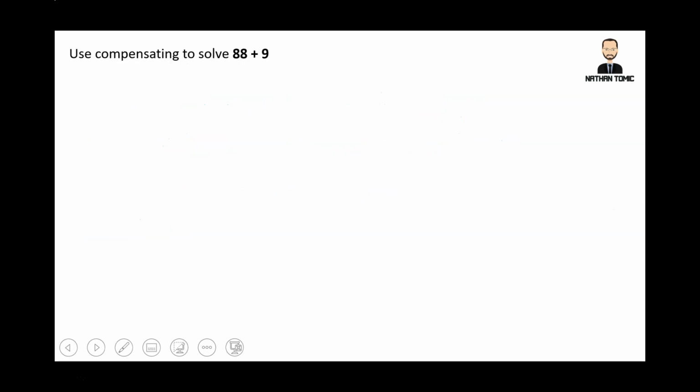Now, this question specifically says to use compensating to solve this question, 88 plus 9. Now remember, compensating is about taking one or both of these numbers, because we've got 2 in this case, and converting them to multiples of 10 to make them easier to work with. I tend to look for the smaller number to use, so out of 88 and 9, I'm going to work with the 9 to make a nice easy 10.